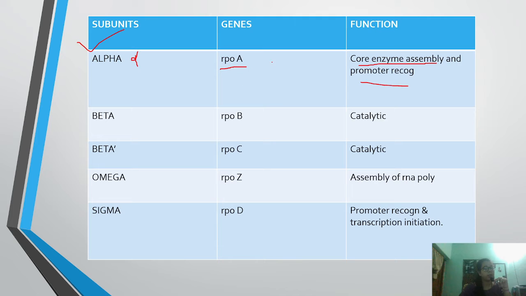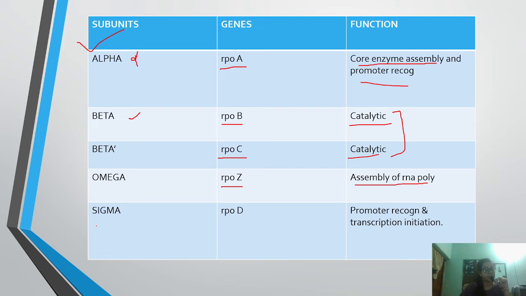Next, what is the role of beta? Beta, that is only simple beta, is regulated by RPOB. It has the catalytic property, and beta prime is regulated by RPOC. It also has the catalytic property. So you can summarize that both the betas have the catalytic property. Omega is regulated by the gene RPOZ. It is responsible for the assembly of the RNA polymerase.